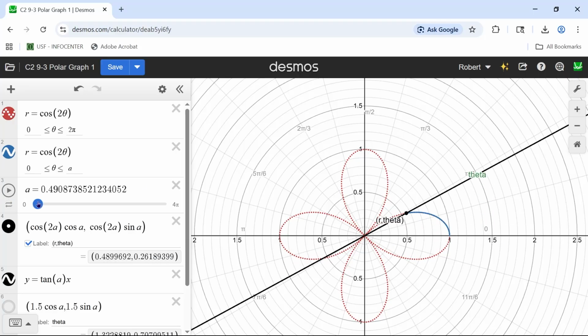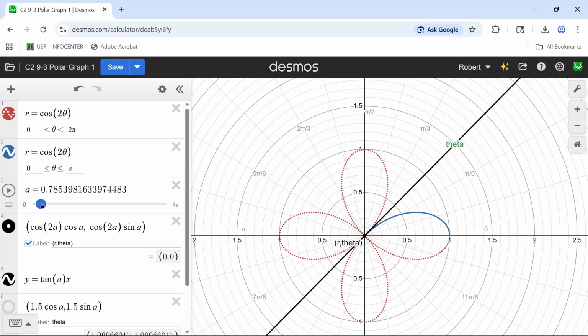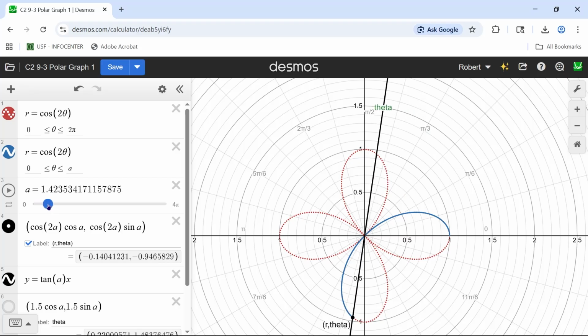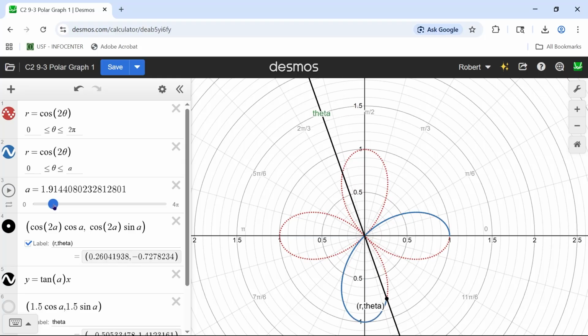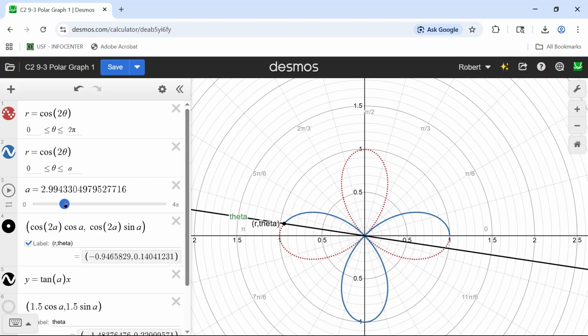We see here we get to pi over 4. We got back to the origin. And now, remember, after pi over 4, the radius went negative. So now look, it starts drawing in the negative direction. When we got to pi over 2, it's still negative. Now back at 3 pi over 4, we pass through the pole again. And then we just keep going.